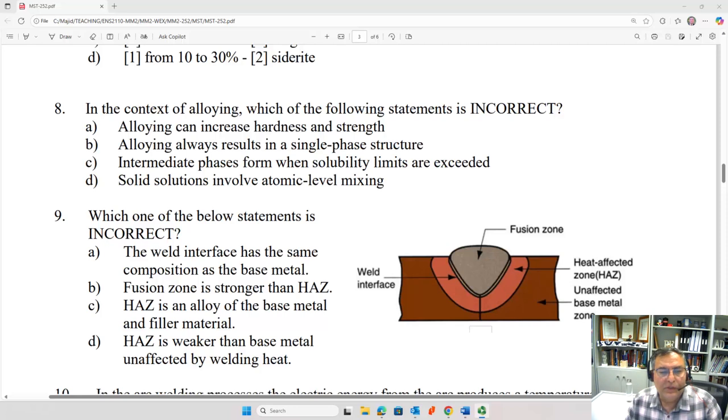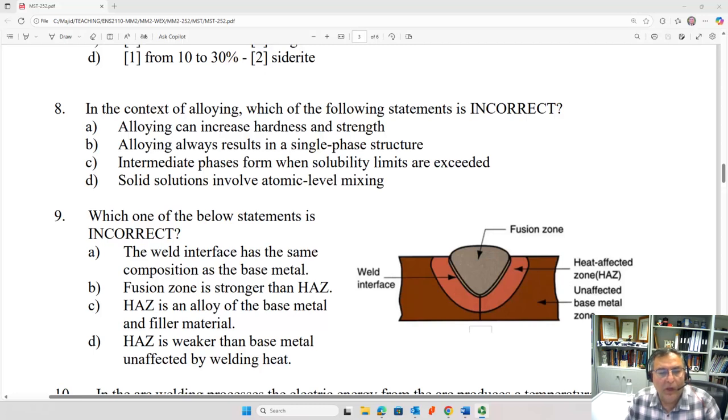B, fusion zone is stronger than HAZ. This is correct because fusion zone is an alloy of the filler material and the base metal, so it is stronger than HAZ. C, HAZ is an alloy of the base metal and filler material. This is incorrect. Reason is that HAZ is only the base metal. It is not mixed with the filler material. It is only heated up and cooled down.